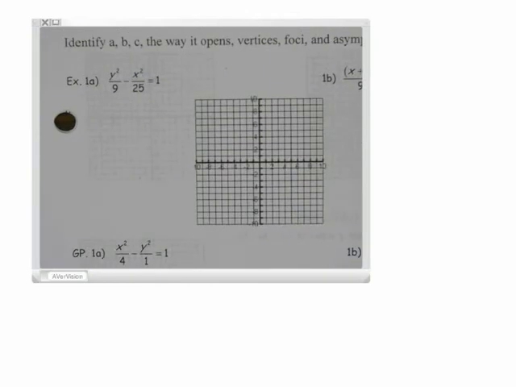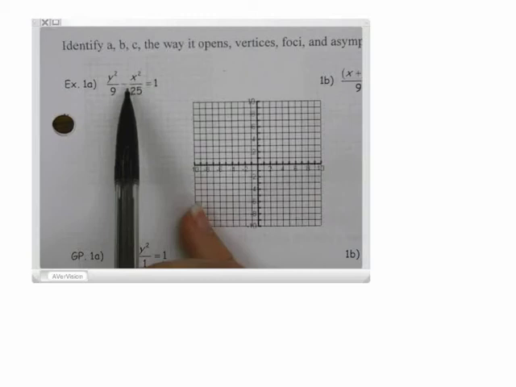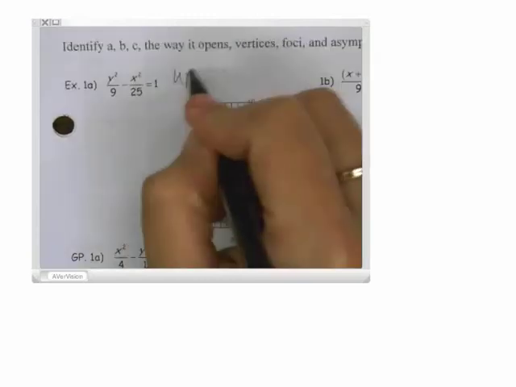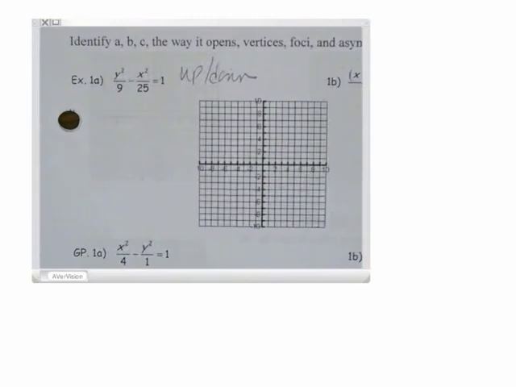So, looking at the first example here, I want you to notice, first of all, that y is in front of the minus sign. So this opens up, down, or vertically, because y is positive, or y is in front.